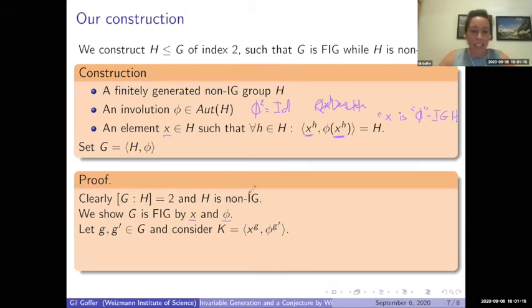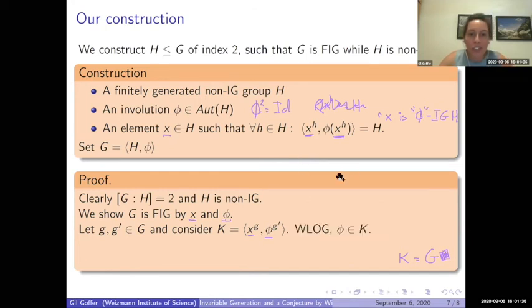Gil, you have five more minutes. Okay, toda. So I take arbitrary conjugates of x and phi, and I want to claim that this K equals the entire group G. This would finish the proof. So let me just briefly sketch that.